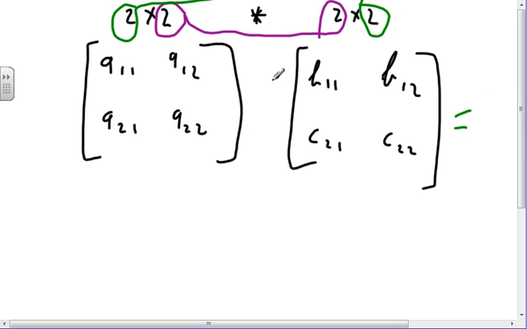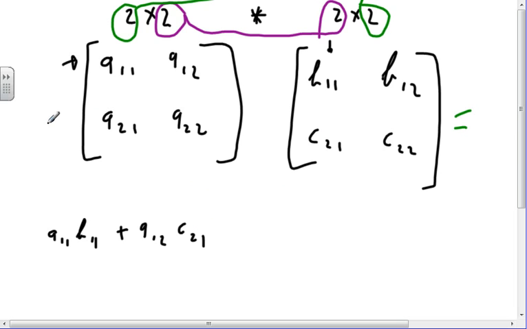All right, so what we're going to do is take the first row and multiply it by the first column of the second guy. That's A11 B11 plus A12 C21. That's one element. That's all it is.